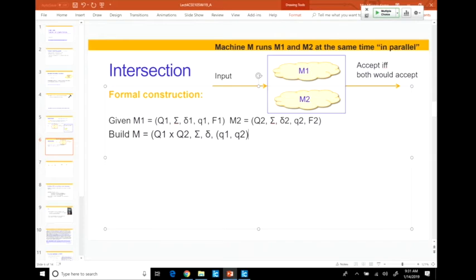Cool. F1, take its Cartesian product with F2. And the reason for that is we want our new machine to accept a string if the computation of the new machine lands in a state that represents both of the machines M1 and M2 being happy. So the first component of the state needs to come from the set of accept states of M1, and the second component of the state needs to come from the set of accept states of M2.